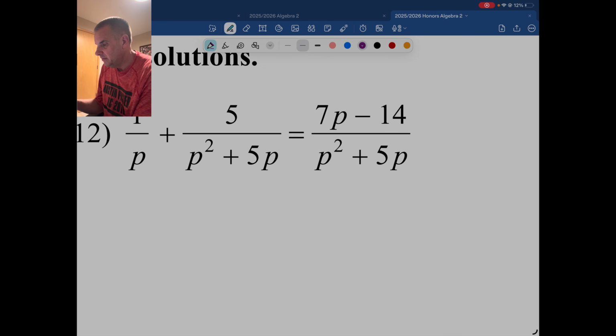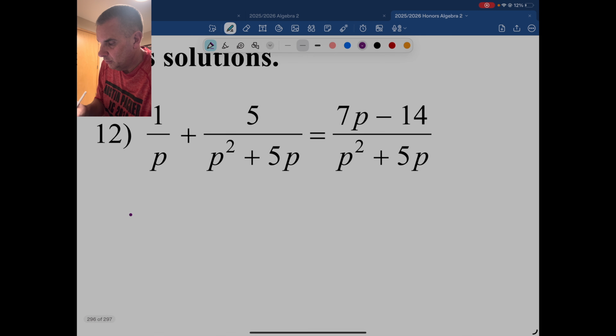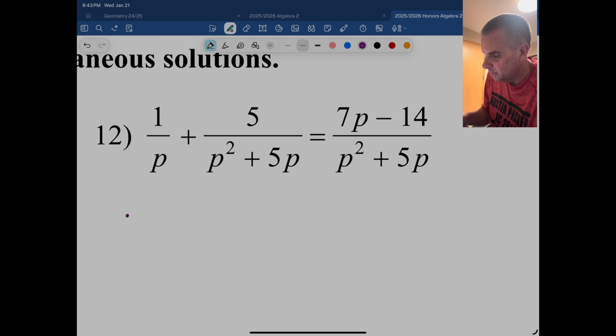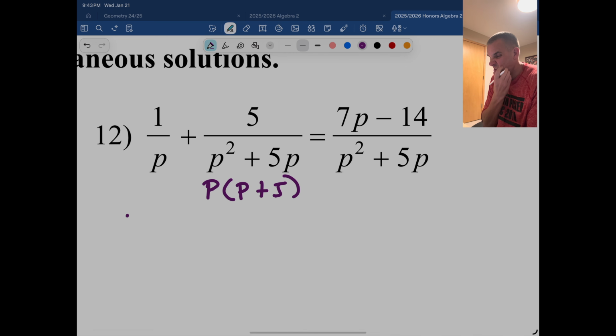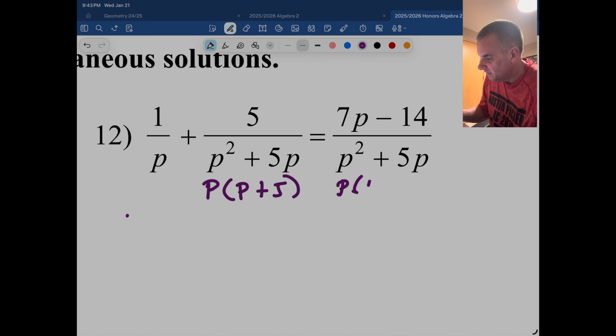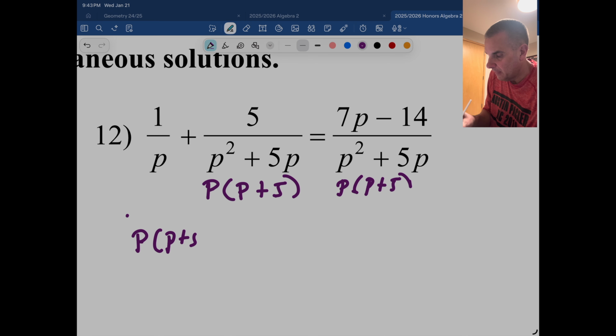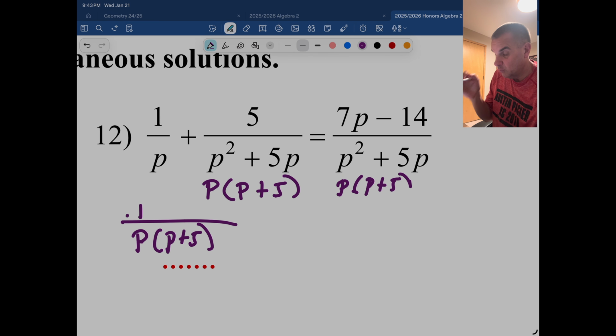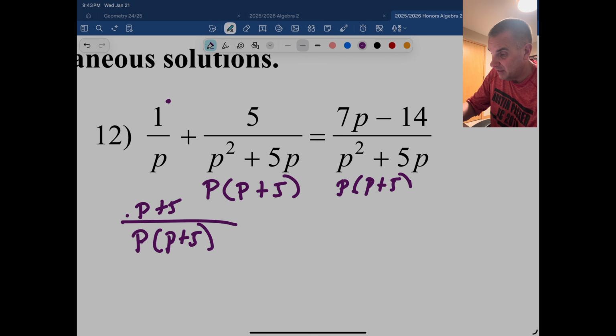Factor if we can, but I don't know if it's going to do us any good, so I'm just going to leave it alone. Well, no, we can. If we do this as p, this is p plus 5, and this is p times p plus 5, which helps us. So our greatest common factor is p times p plus 5. So that means this is 1 over p plus 5.